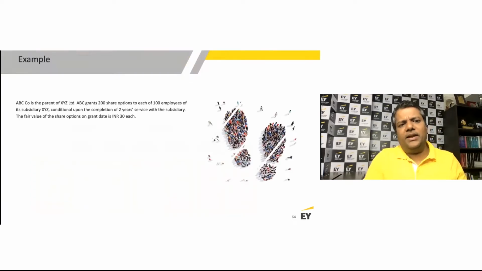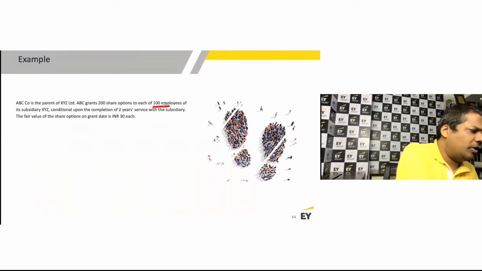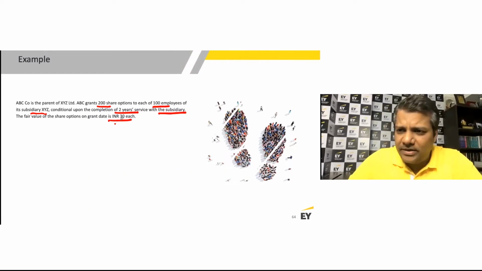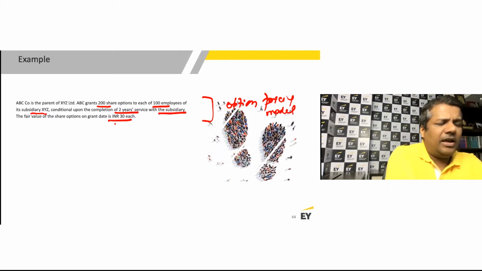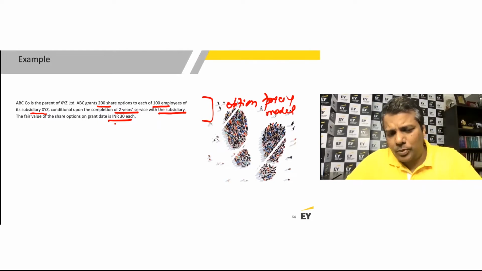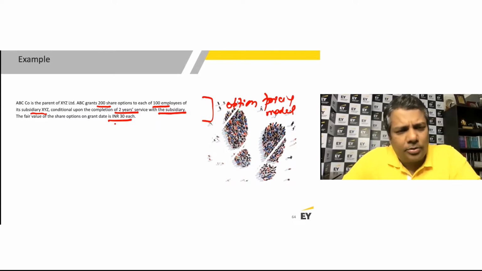ABC company is the parent of XYZ Limited. ABC grants 200 share options to each of 100 employees of its subsidiary XYZ. Based on two years of service with the subsidiary, the fair value of the option on the date of grant is 30 rupees. How have you determined the fair value of the option? Using the option pricing model, which I just explained to you. The model has a number of inputs: exercise price, market price, interest rate, dividend yield, and volatility. All of these are your inputs to the option pricing model.